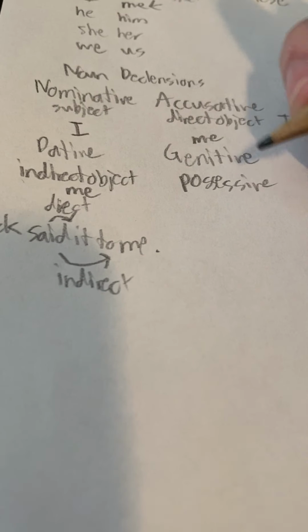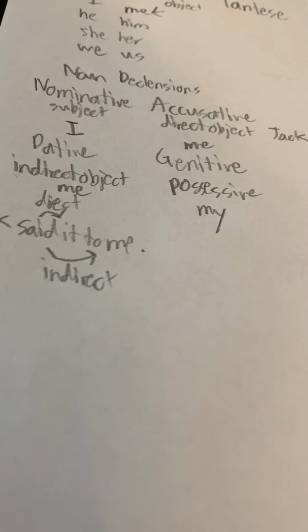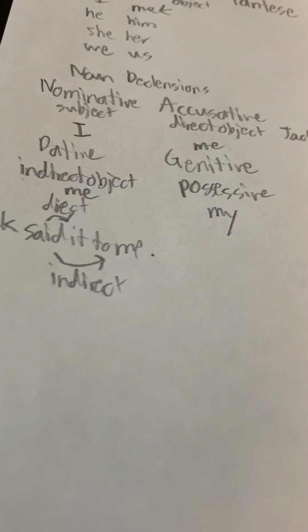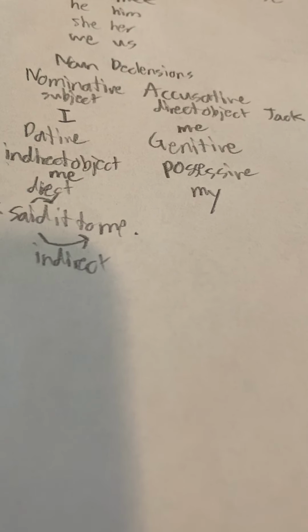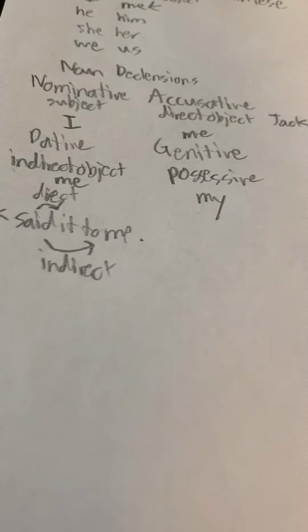Genitive is possessive. And so this would be my. This isn't a noun. This is an adjective because it's describing, like, my ball, my car. It's describing it by relating it to myself.